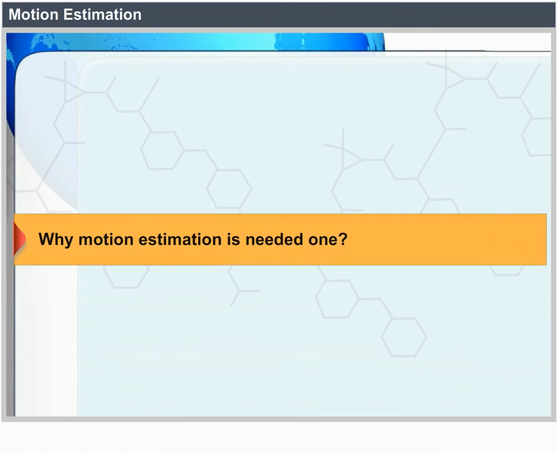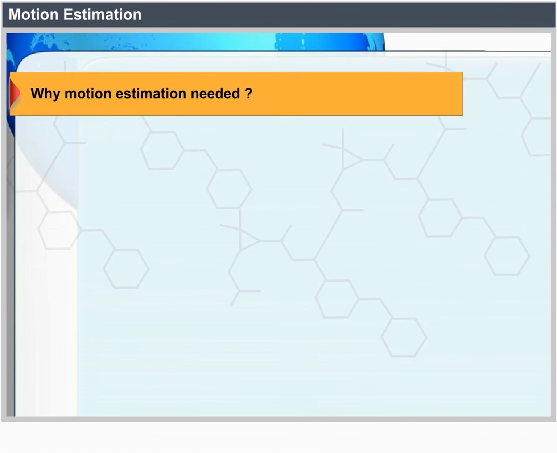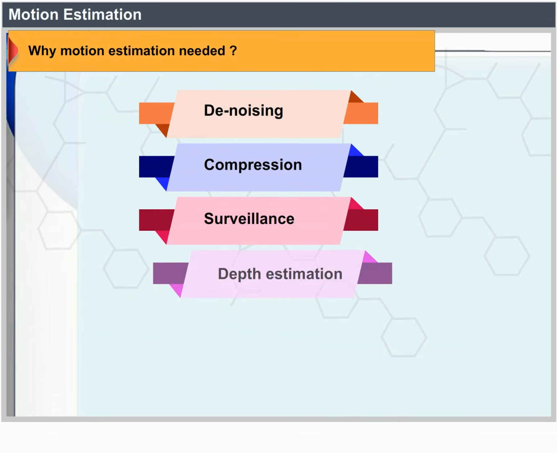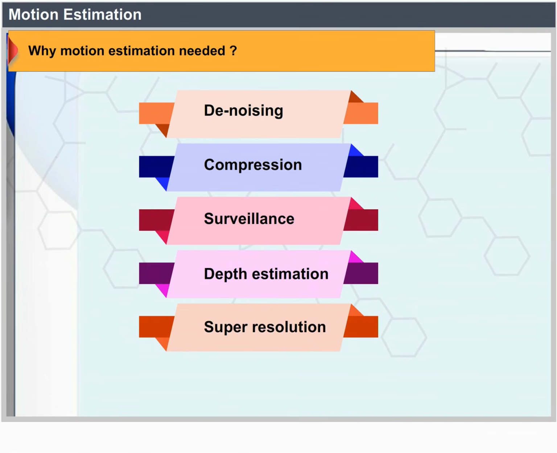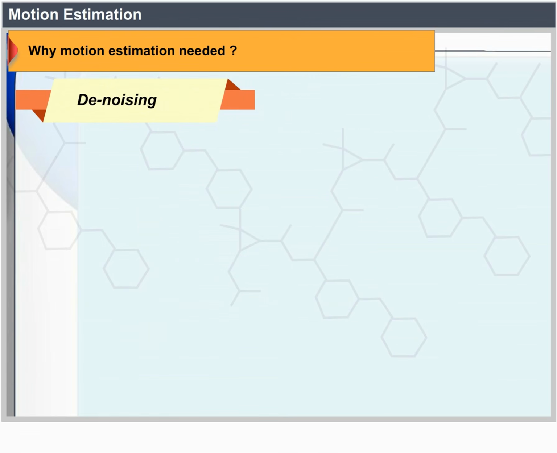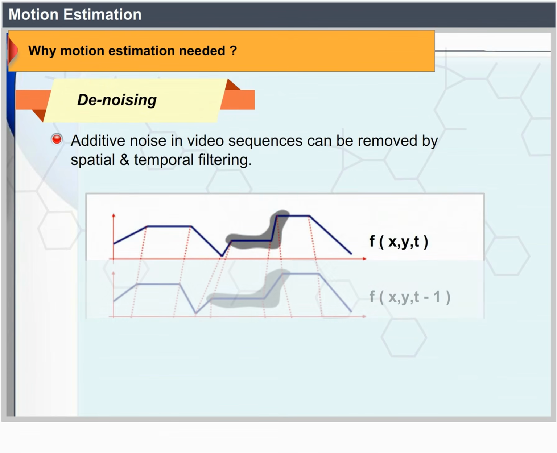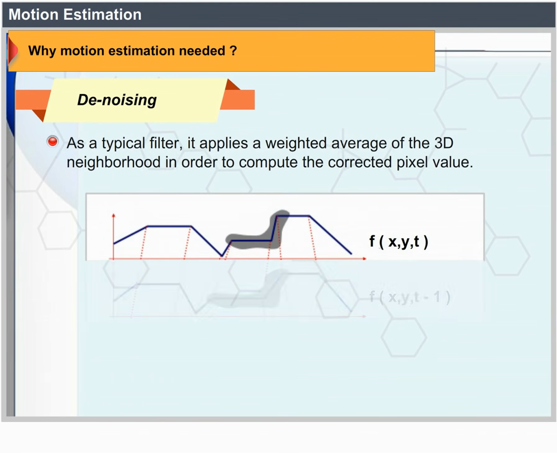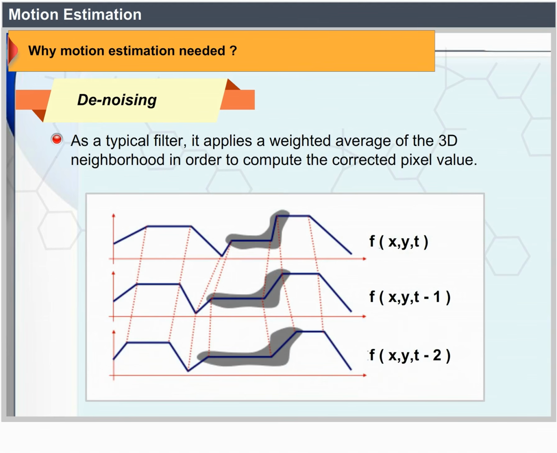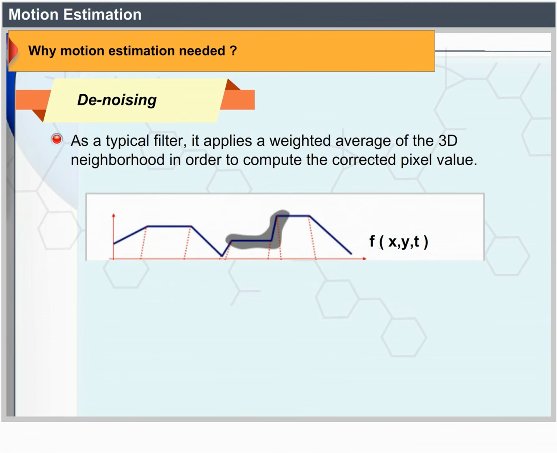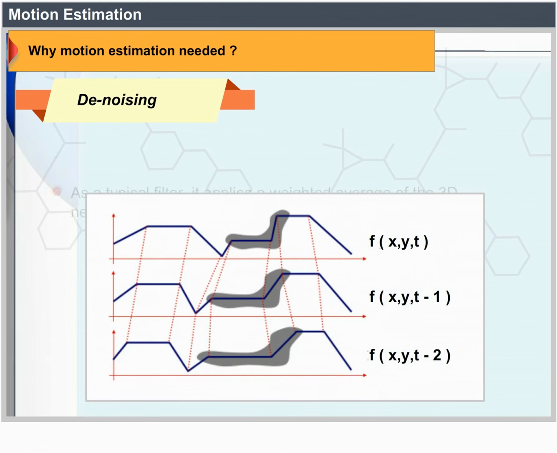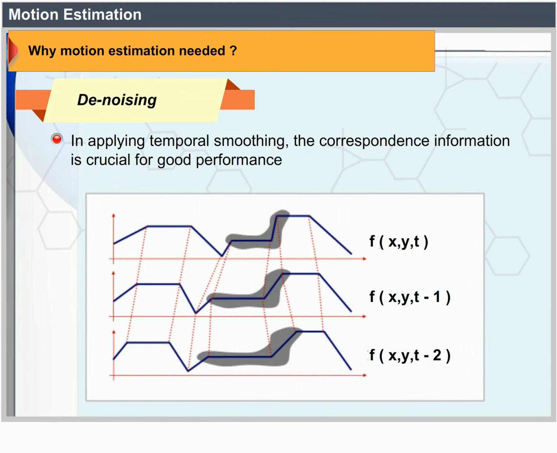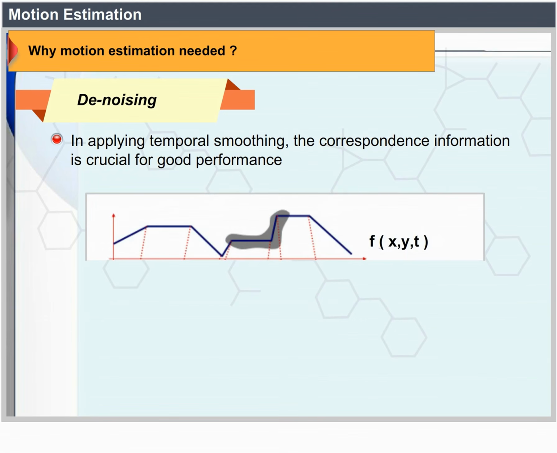Why is motion estimation needed? Denoising, compression, surveillance, depth estimation, super resolution. Denoising: additive noise in video sequences can be removed by spatial and temporal filtering. A typical such filter applies a weighted average of the 3D neighborhood in order to compute the corrected pixel value. In applying temporal smoothing, the correspondence information is crucial for good performance. Denoising graphs are shown on screen.